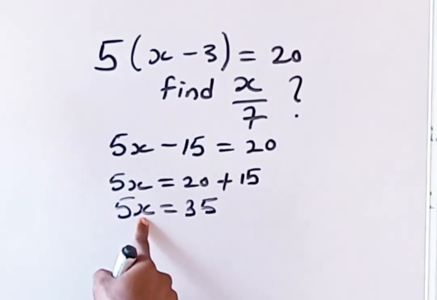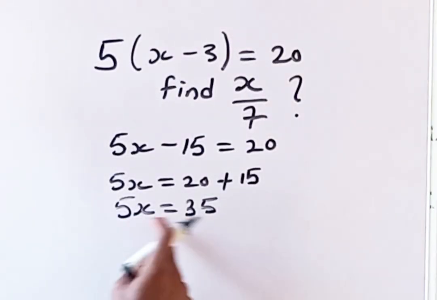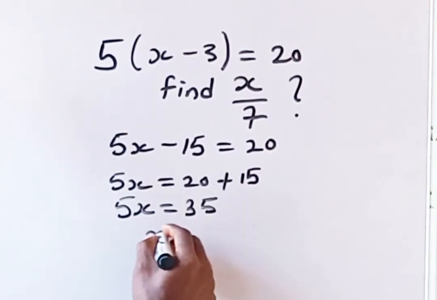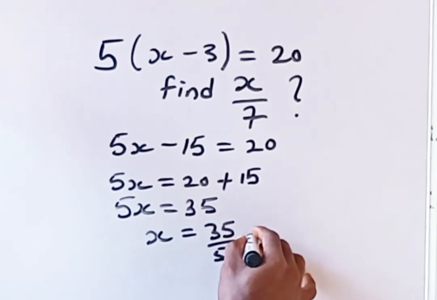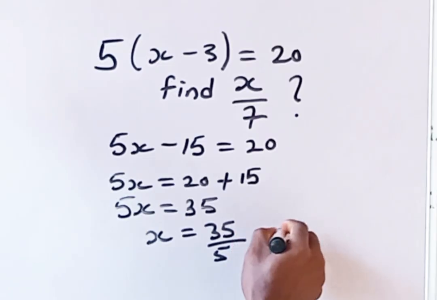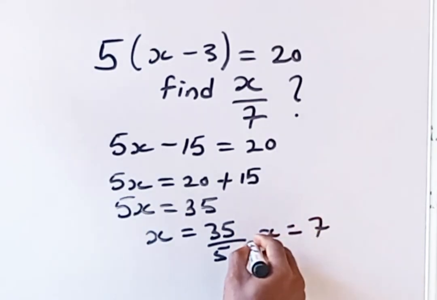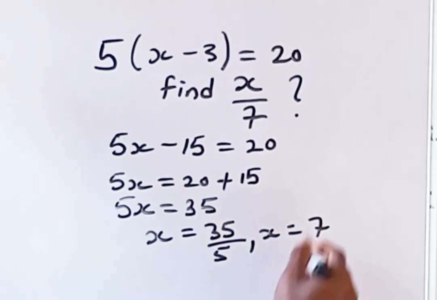Now to get the value of x, we have to divide both sides by 5. So x equals 35 over 5. So our x therefore equals 7. Alright? 35 divided by 5 will give us 7.